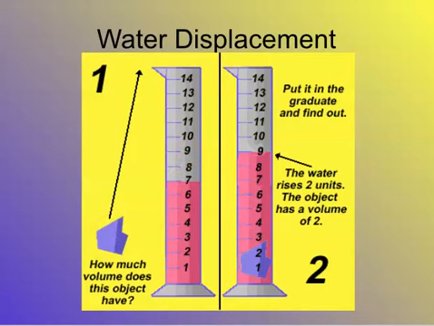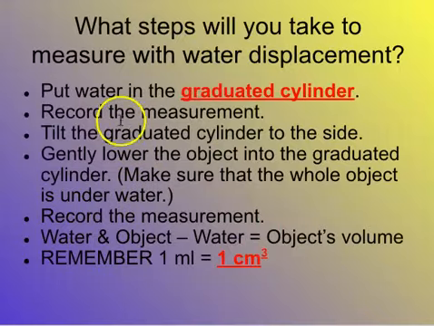Now the label's a little bit tricky with this. So we put water in the graduated cylinder, we record the measurement, we tilt the graduated cylinder, we put the object in it, and we record the difference. Now, for a liquid, we record in milliliters or liters. But if it's a solid, it's going to have to be cubic centimeters.